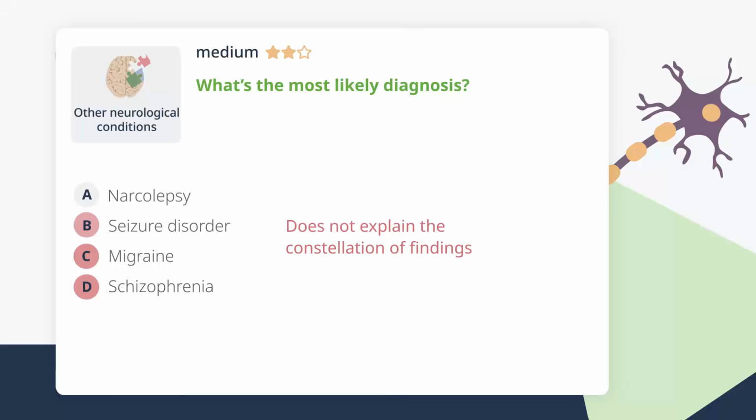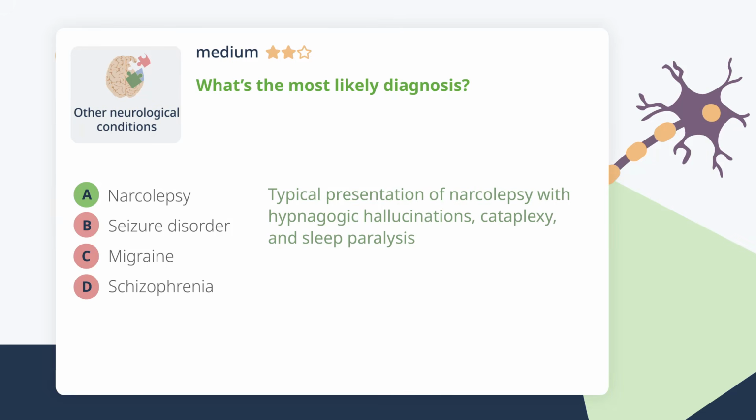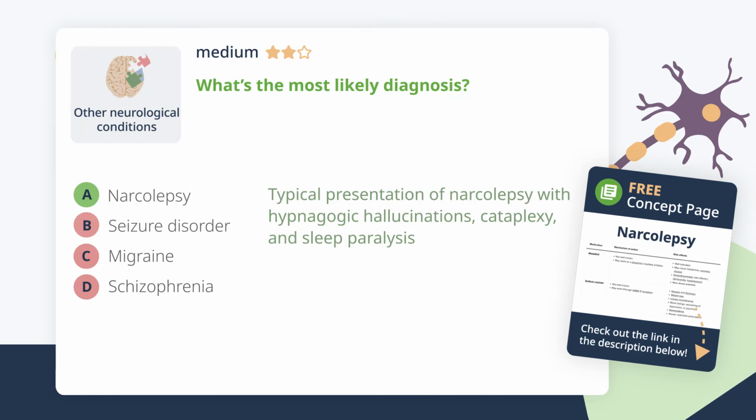This is not the presentation of a seizure disorder. The patient had a paroxysmal episode in school, and seizure would be in the differential diagnosis for this patient, but it does not explain the constellation of findings, including cataplexy and sleep paralysis. This patient is presenting with the typical clinical constellation of a diagnosis of narcolepsy. The patient has hypnagogic hallucinations, cataplexy, sleep paralysis, all of which are characteristic of this condition.